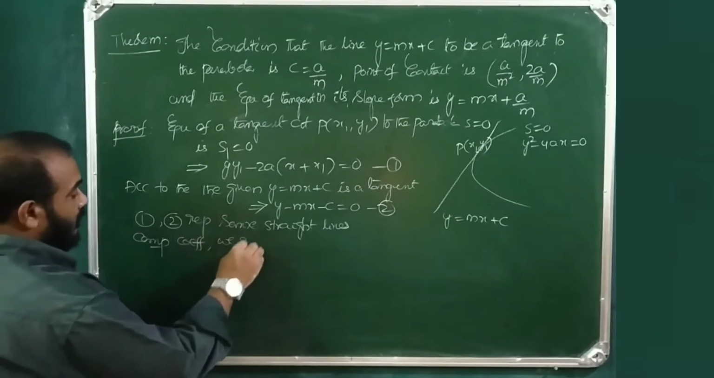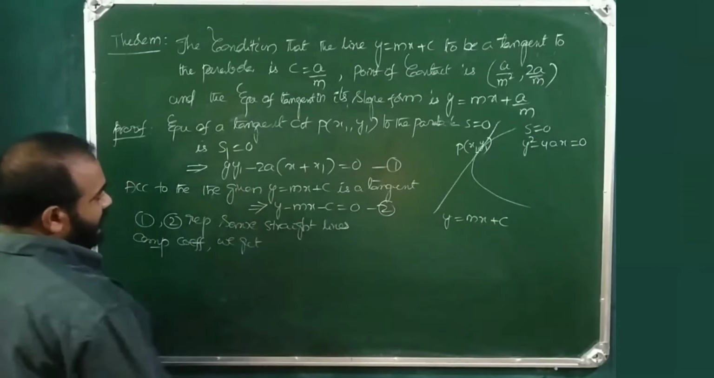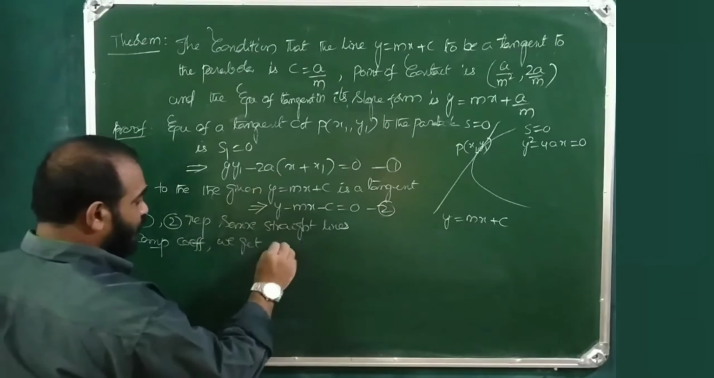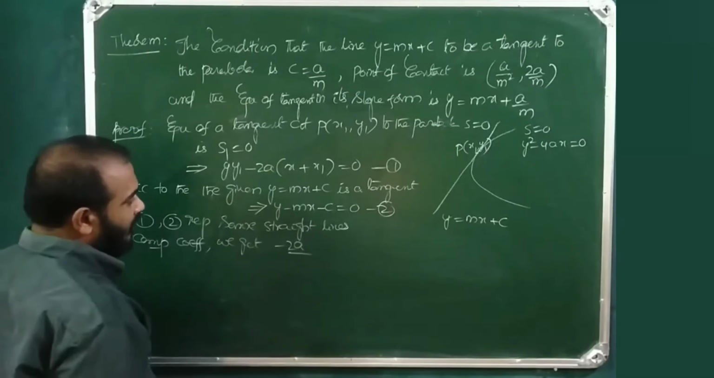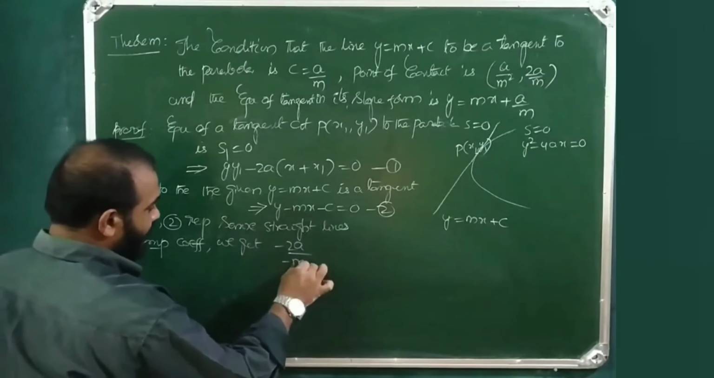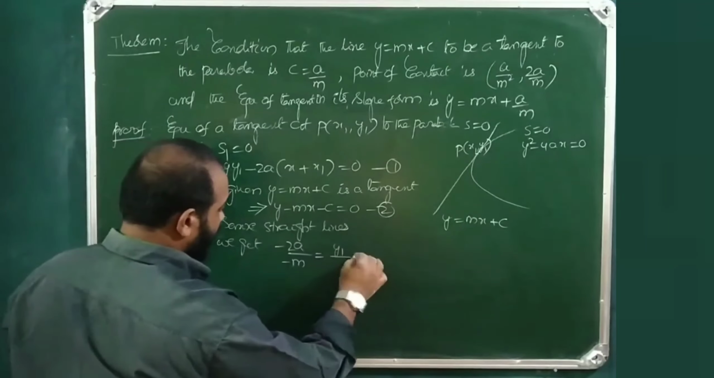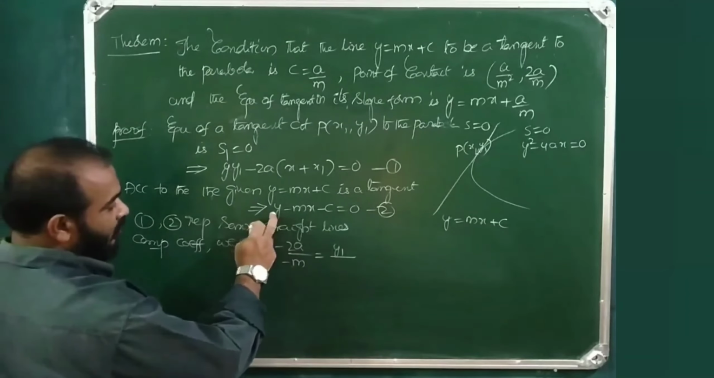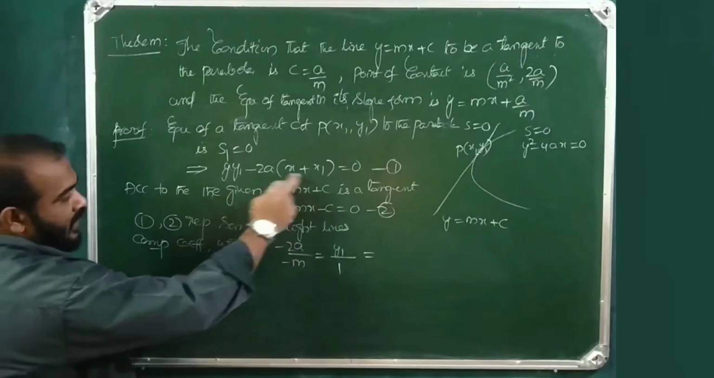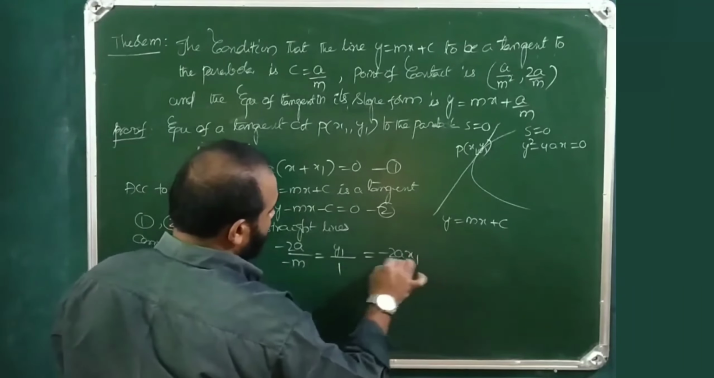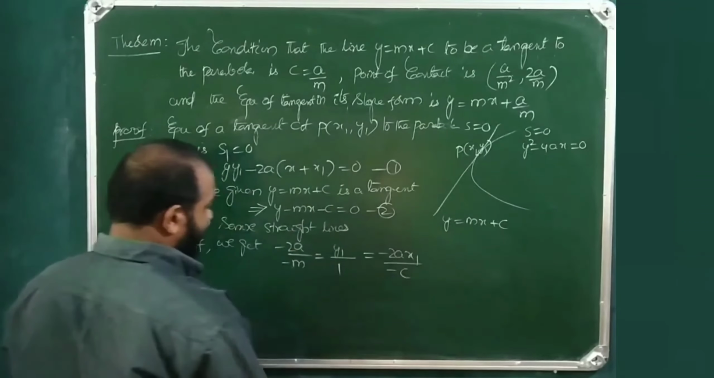we get here minus 2ax, the x coefficient is minus 2a. Here the x coefficient is minus m, equal to, what is the coefficient of y? Here the coefficient of y is 1, equal to, what is the constant? Minus 2a x1 itself is the constant. Here it is minus c.